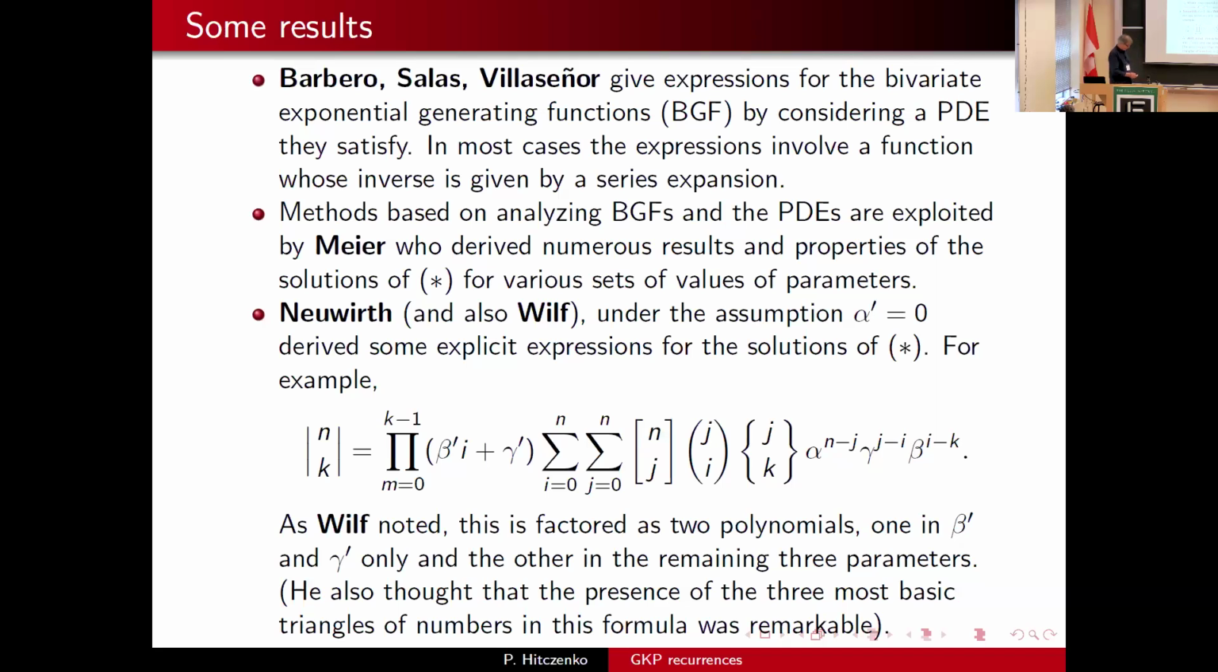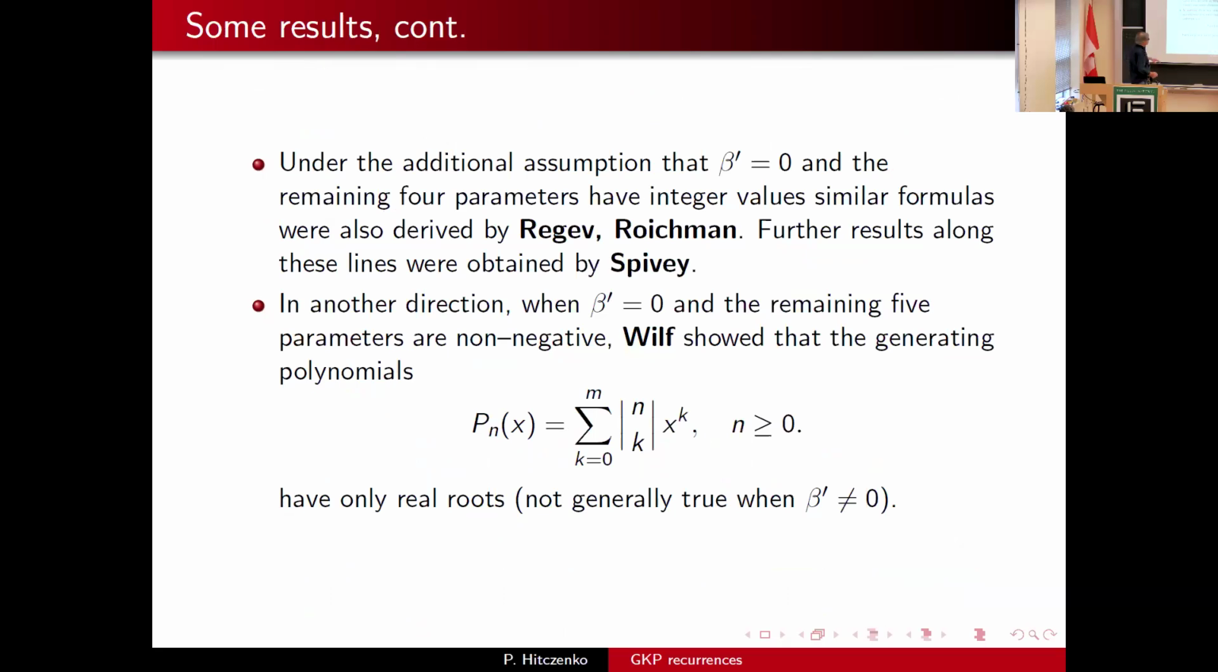Anyway, as I said, there are more results along those lines. This is called factorization: you want to factor those recurrences into simpler things. More results along those lines were obtained by Rege, Freukmann, and also Stivey. In another direction, Herb Wilf showed that if beta prime is 0, and you look at the row polynomials, so you fix n and run a generating polynomial in k, you get a sequence of polynomials of increasing degree. He showed that when beta prime is 0, all those polynomials have real roots. He also showed that if beta prime is non-zero, then in general you don't have it.